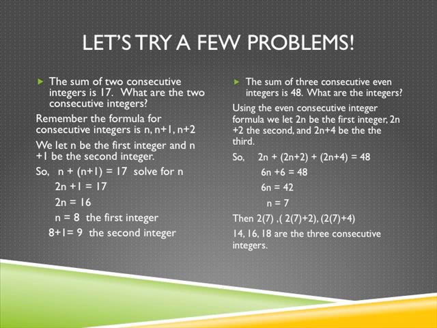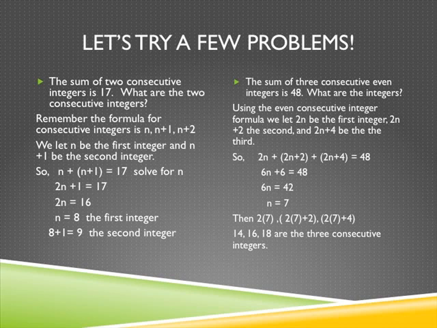Now we want to solve for n. Combining like terms, we get 2n plus 1 equals 17. By subtracting 1 from both sides, we get 2n equals 16. Now we want to divide by 2, and we find that n equals 8, the first integer. 8 plus 1 equals 9, and that gives us our second integer.